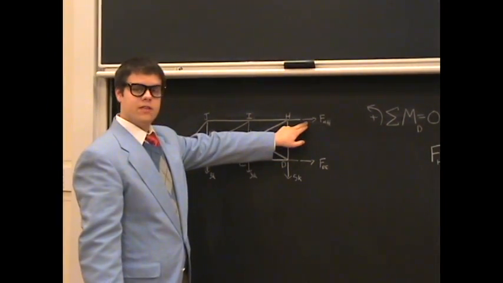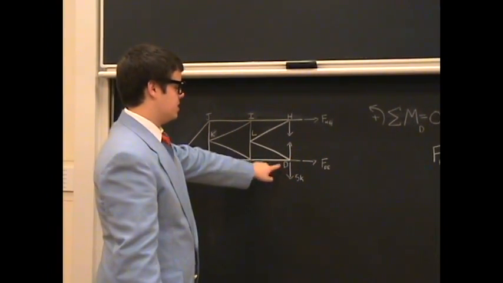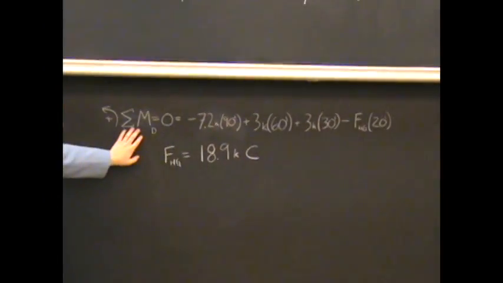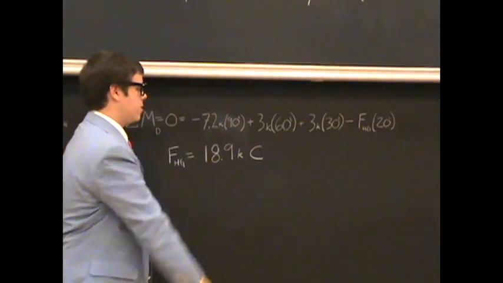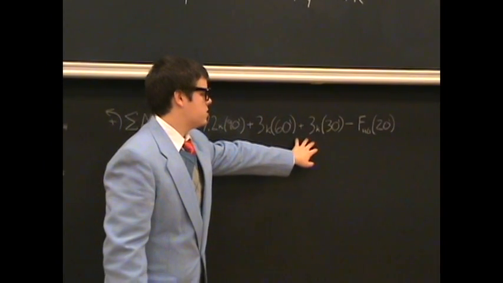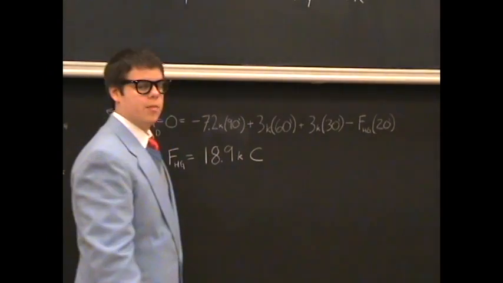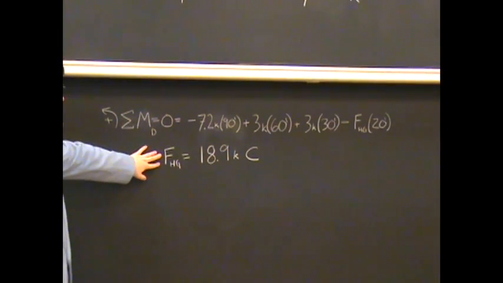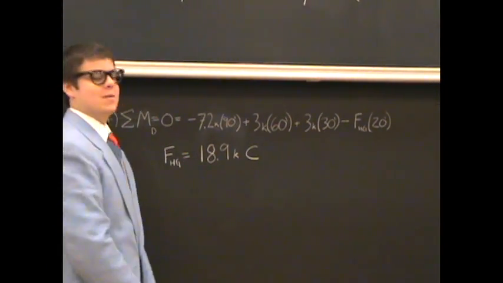In order to find the force in HG, we're going to take the moment again at D. Walk over with me to our equation here. We have the net moment at D equals 0. We have our reaction force times its moment arm, and then the two other forces that are loading on this truss, as well as our negative force, HG, times its moment arm. Once we solve for that, we find that the force in HG is 18.9 kips in compression.